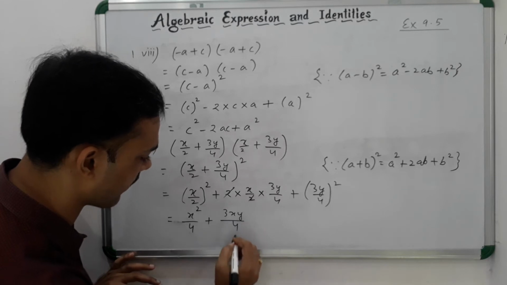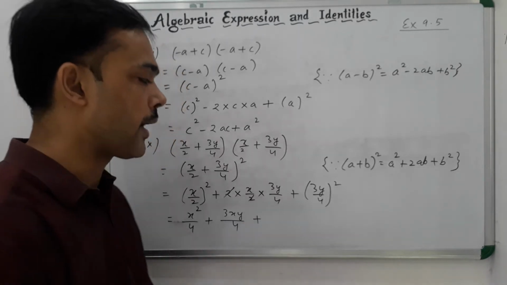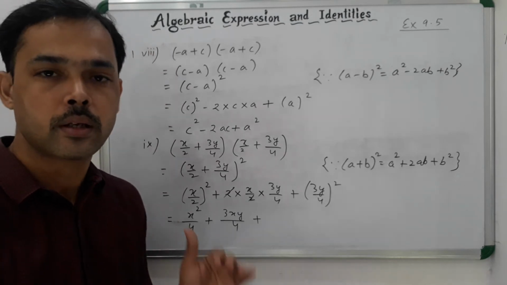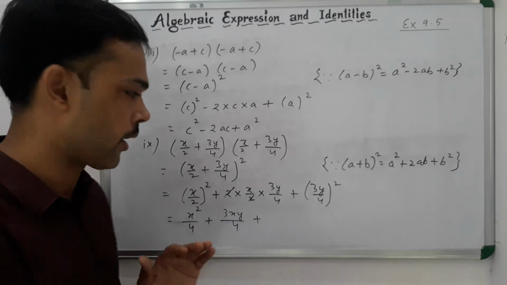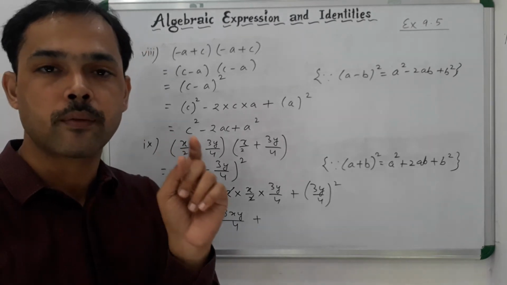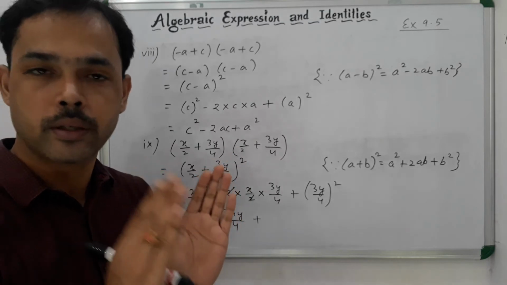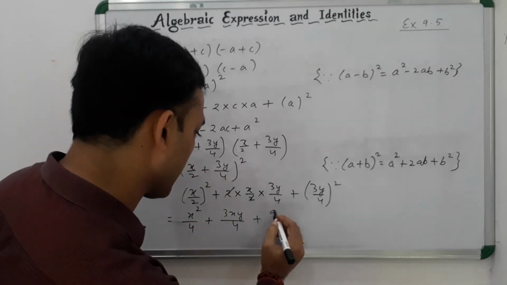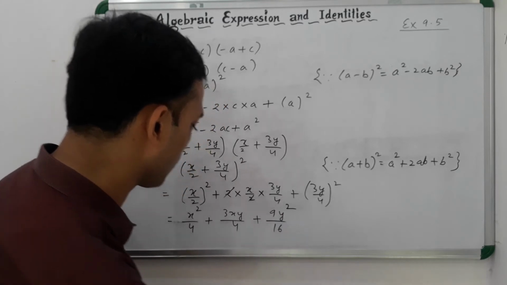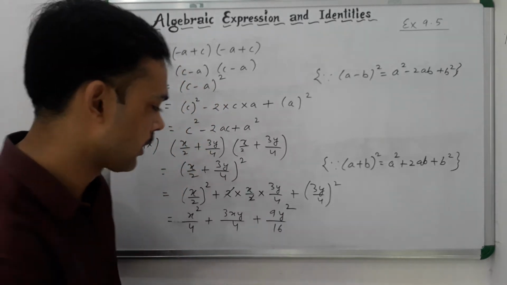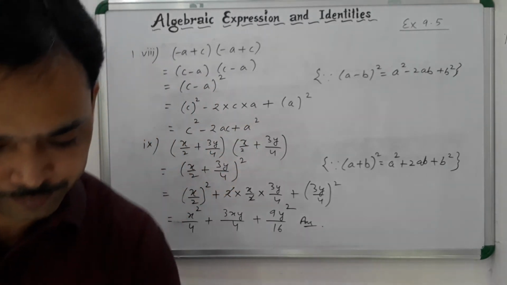So here x square will be this. 2 square will be 2 into 2 means 4, and plus 3 into x into y will be 3xy, and in denominator we have got 4, so 3xy by 4 plus 3y by 4 whole square means 3y whole square by 4 whole square. 3y whole square will be 3y into 3y. 3 3s are 9, so 9 into y will be y square, and 4 into 4 is 16, and thus this will be your answer.